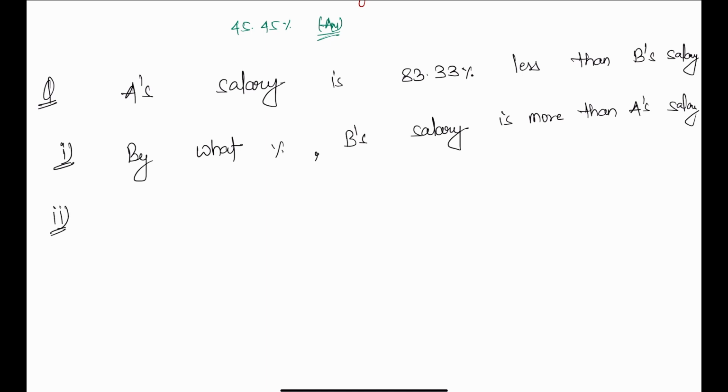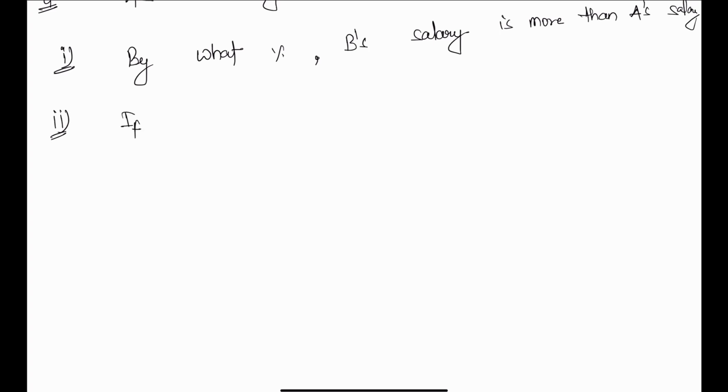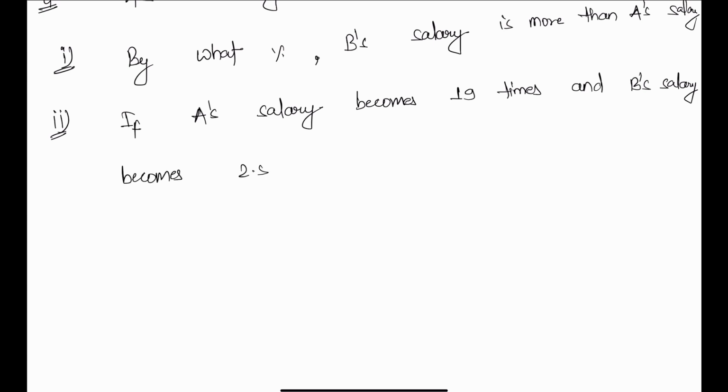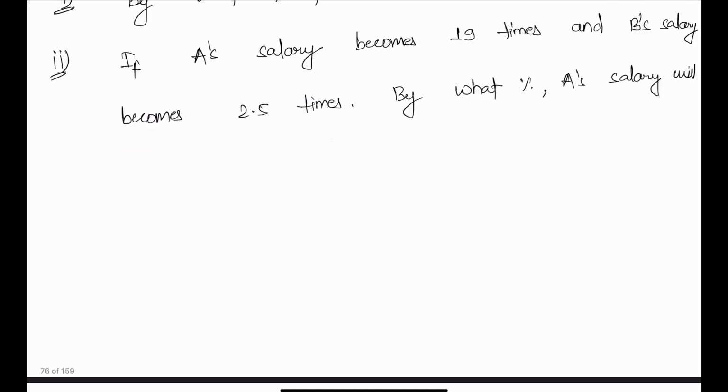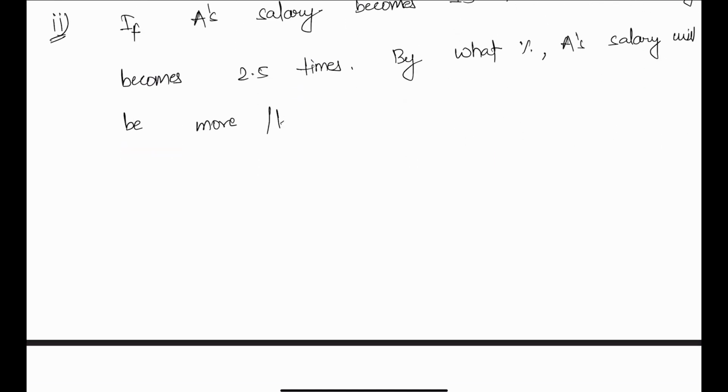The second part of the same question is if A's salary becomes 19 times and B's salary becomes 2.5 times, then by what percentage will A's salary be more or less than B's salary?